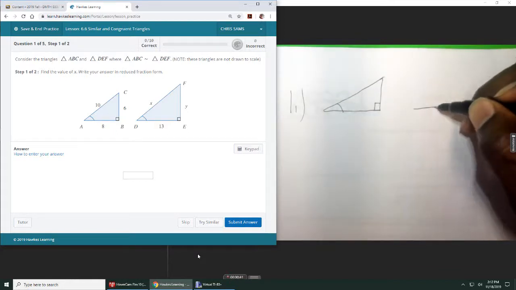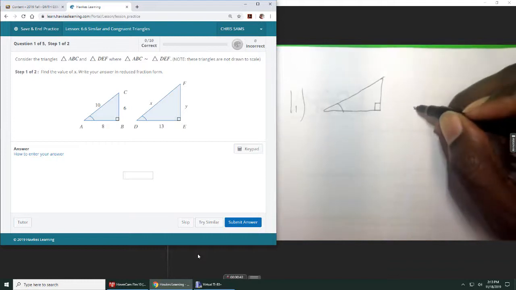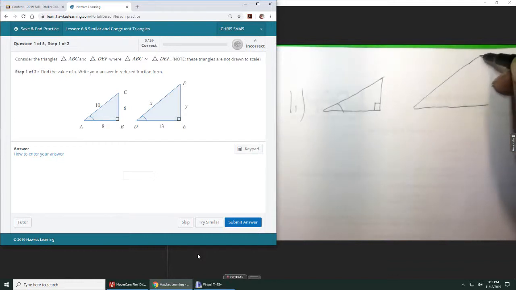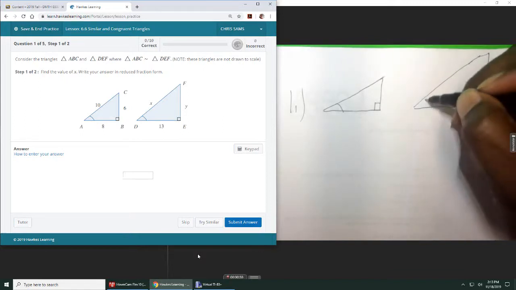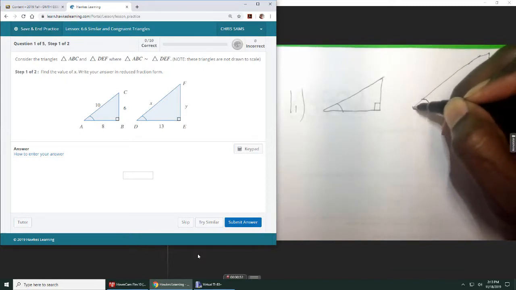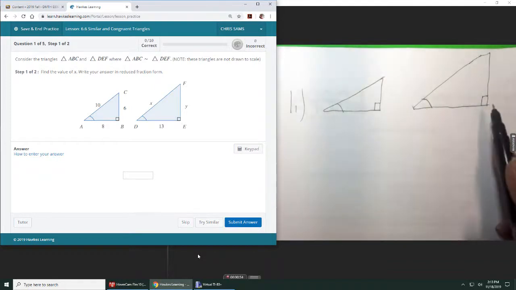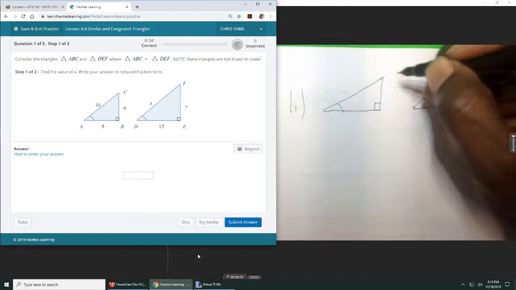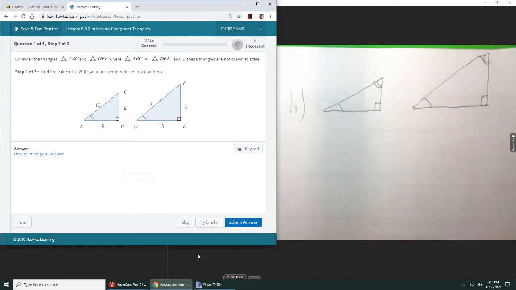And then they give me the bigger triangle, and they show me the same symbol for inside my triangle. So I have this same angle, but it tells me that these are the same, so this one has to be the same. So I'll just do a double line here. So these are similar triangles.